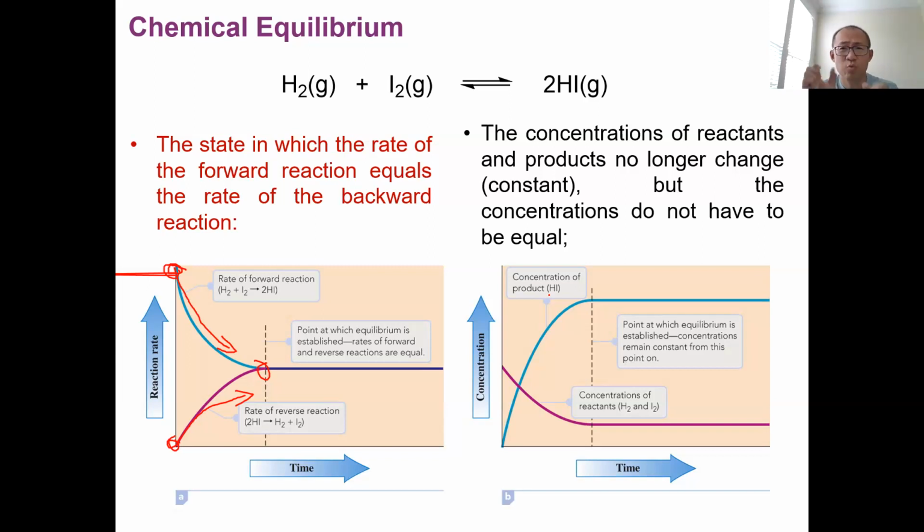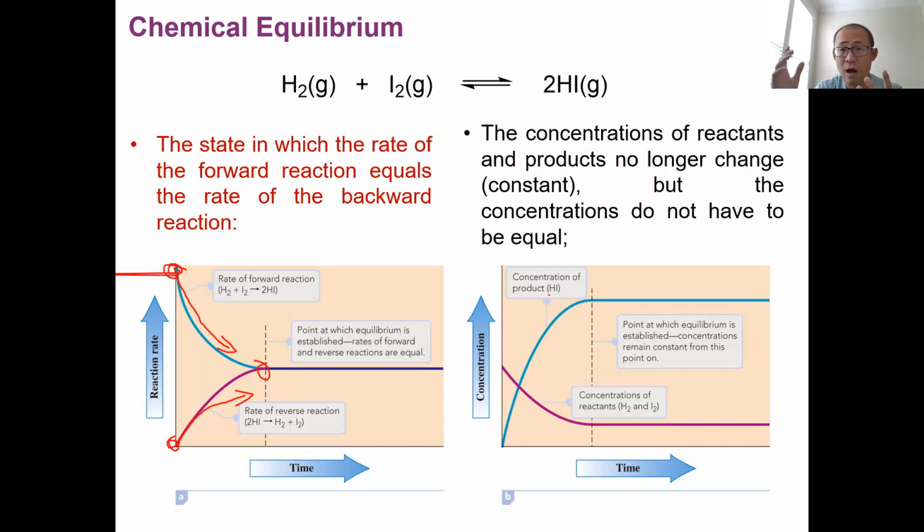Okay, we have seen this word equilibrium before in early chapters. In Chapter 7, we talked about physical equilibrium, right? Chemical equilibrium basically means the forward reaction and reverse reaction happen at the same rate. At that point, the reaction reaches equilibrium. That's the reaction rate. What happens to the reaction rate?